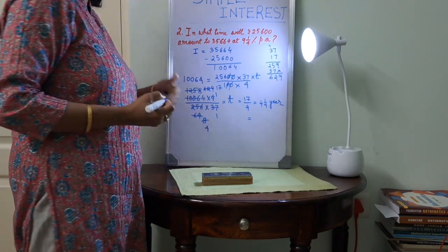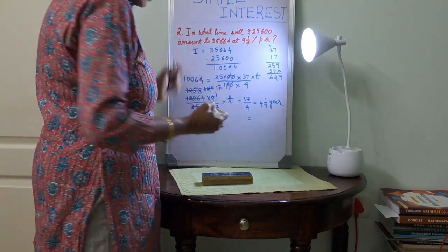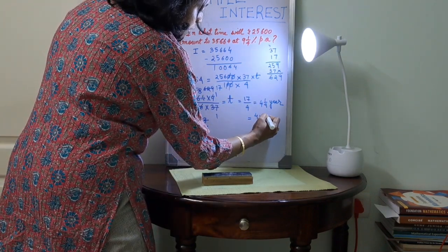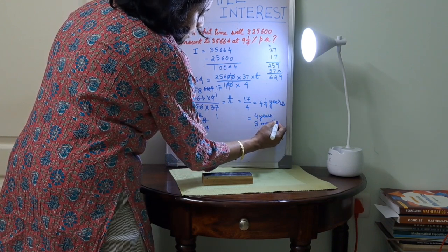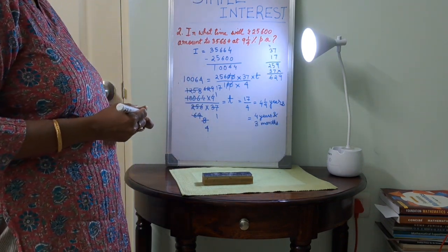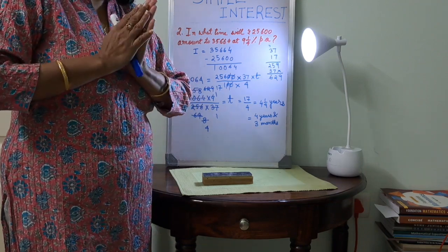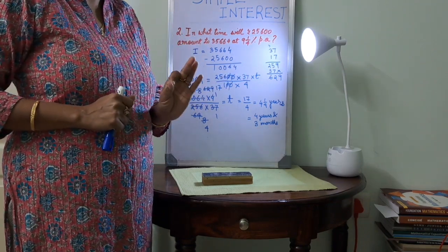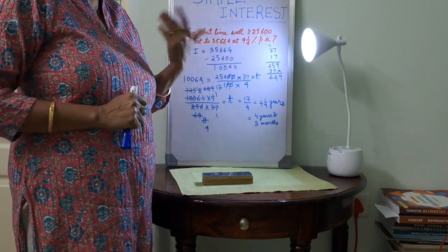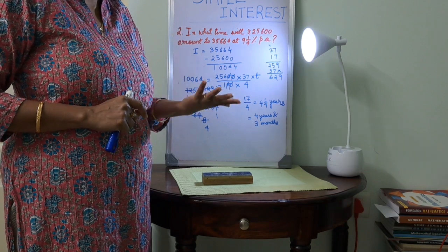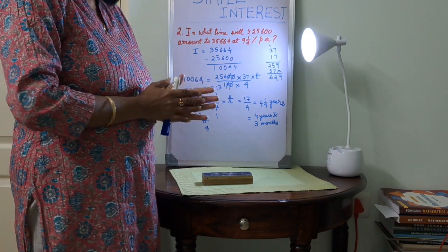Now what is 1 by 4 years? We already calculated in the previous sum. 3 months. You can leave it like this, or you can write 4 years, 3 months. Okay, I hope it is clear. So the main thing is you have to go through the word problem very clearly and understand which value represents what, which is the principal, which is the amount, which is the interest. Okay, so let's move on to the next sum.